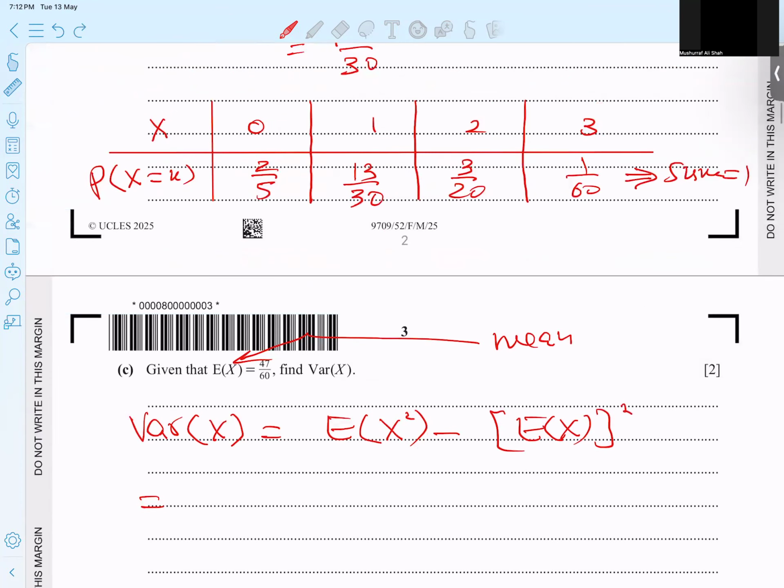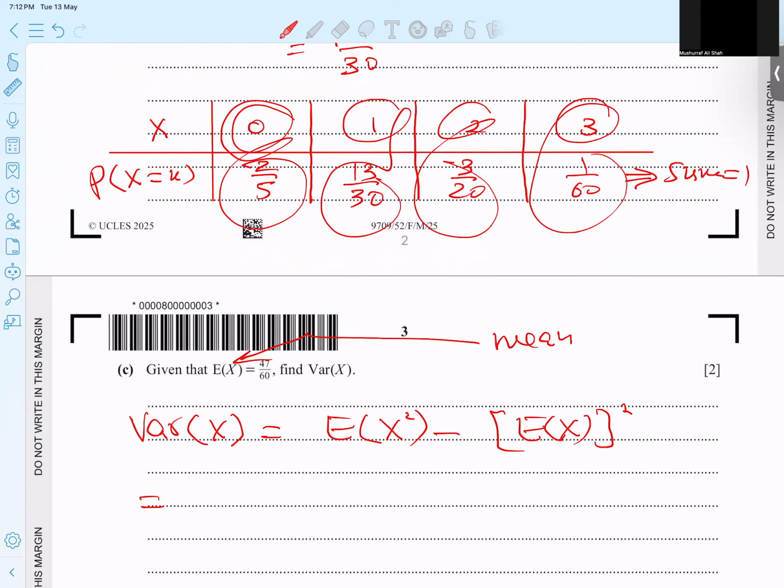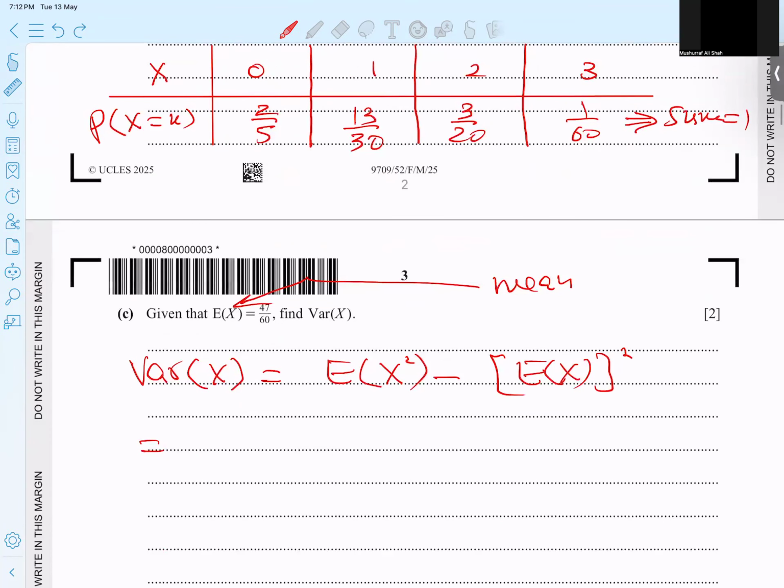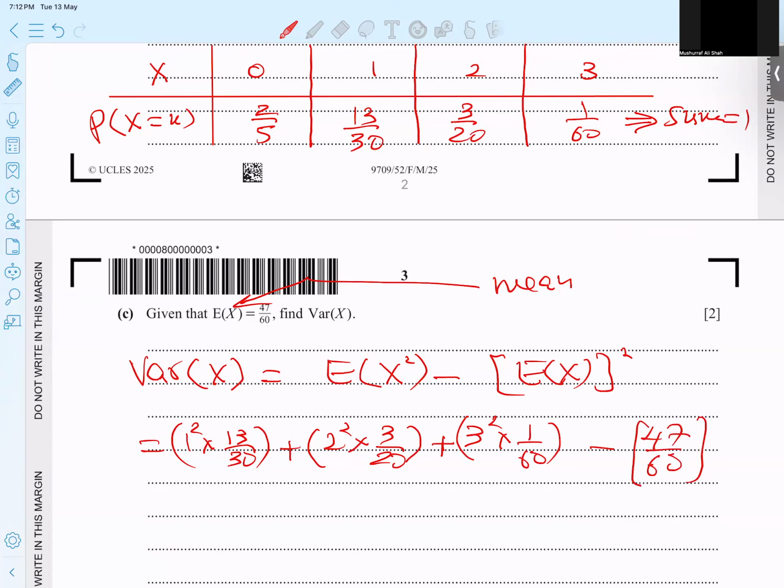So what is the technique to do this one? Basically, I will put a square on it: multiply square of 1, multiply square of 2, multiply square of 3. I hope this part is very clear. Now I'm going to do this one. 0 square, I'm not wasting time. 1 square into 13 over 30 plus 2 square into 3 over 30 plus 3 square into 1 over 60, and minus mean. And mean is 47 over 60 and power 2.